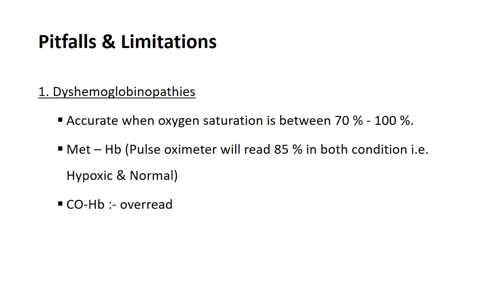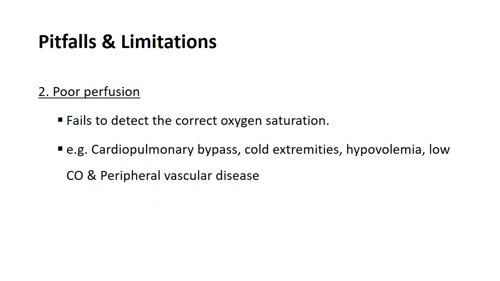Now coming to carboxyhemoglobin, what will occur in that condition? If carboxyhemoglobin is present in the blood of the patient, it will absorb very little light in the infrared range of 940 nanometers, while at 660 nanometers it absorbs light very similar to oxyhemoglobin. Thus, significant carboxyhemoglobin will resemble the curve of oxyhemoglobin in the red range with no effect on the infrared range. So it looks like oxyhemoglobin, causing the pulse oximeter to overread.